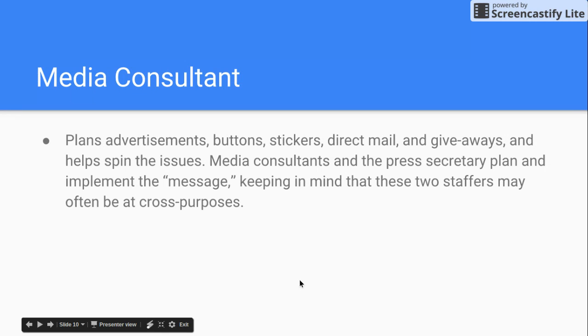You also need a media consultant. So this person does all the advertisements, the buttons, the stickers, the direct mail, the giveaways. They help spin the issues in your favor. So they make a less than perfect candidate look good by maybe only focusing on their strengths and kind of downplaying the weaknesses. Media consultants and the press secretary plan and implement the message, keeping in mind that these two staffers may often be at cross purposes.